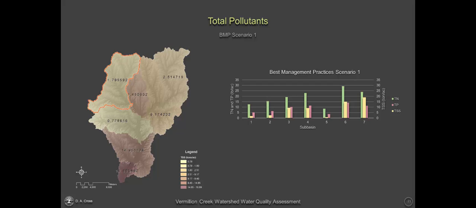So our critical areas, subbasin 1, subbasin 2, and subbasin 5, now have reduced pollutants compared to our other subbasins. So again, in this implementation scenario, we implemented riparian strips, grass strips, and terracing in subbasins 1, 2, and 5.